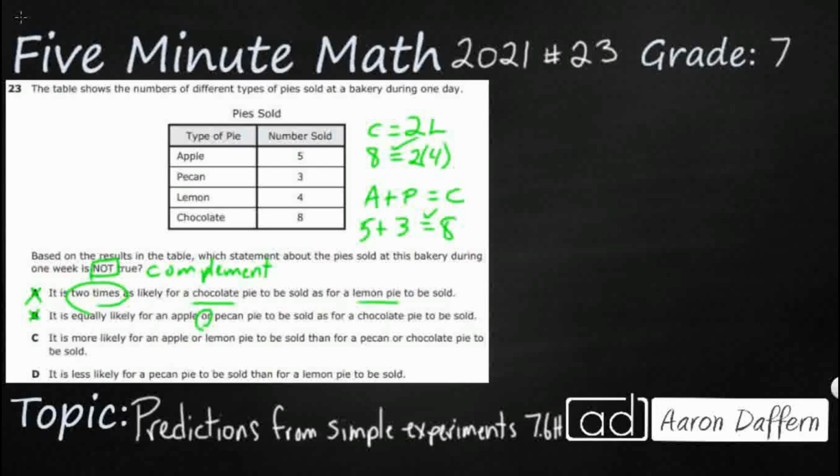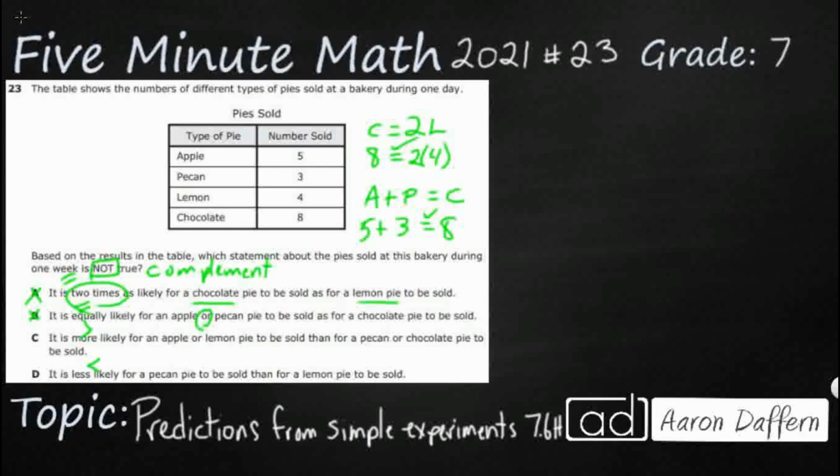So let's see what else we have. It is more likely for an apple or lemon pie to be sold than for pecan or chocolate to be sold. Okay. So you notice how in A, it's 2 times as likely. That was an equation. It is equally likely. That was also an equation. But look what we have for C and D. We've got more likely, so we're actually going to use inequalities here. Greater than or less than. So just notice the slight change there.